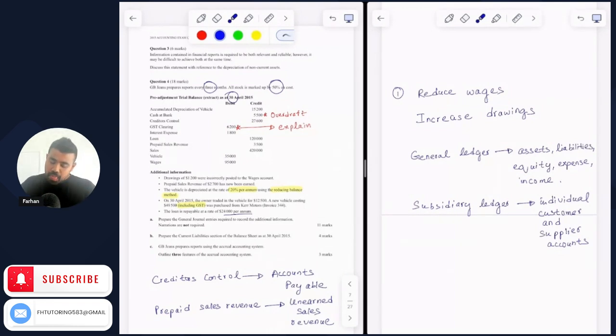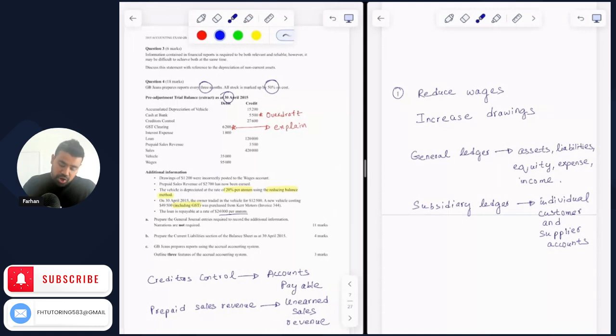Then we have to increase the drawings because, in fact, we actually had drawings, but we ended up recording that as wages. So now that we are fixing it, we have to increase the drawings. And when drawings increase, we debit them. So the correct journal entry is to debit the drawings and to credit the wages by $1,200.